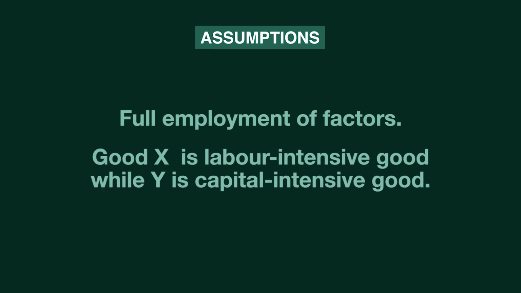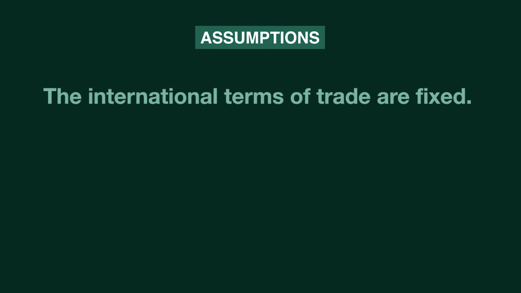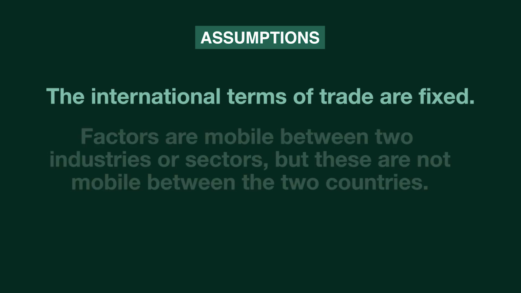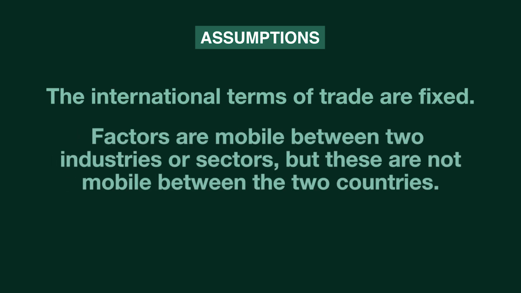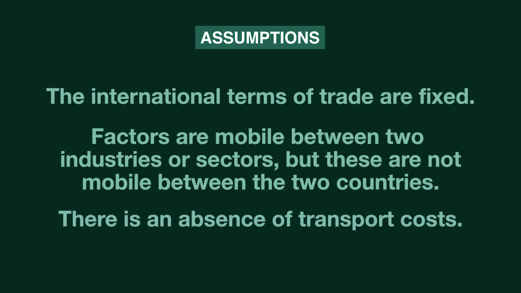We continue our assumption of good X being relatively labor intensive, whereas good Y is a relatively capital-intensive good. The international terms of trade are fixed, and domestic factor mobility within a sector is permissible, whereas international factor mobility is not allowed, and there is no impediment to trade in terms of any transport cost.